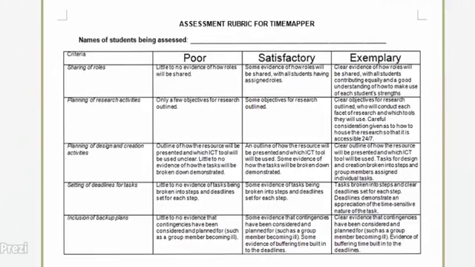And this is the rubric that would be used for the formative assessment with the Time Mapper. And just looking at making sure they've shared out the roles, that they've planned what activities they're going to be looking at for research and design and creation, that they've set deadlines for each of those tasks, and they've got some backup plans.